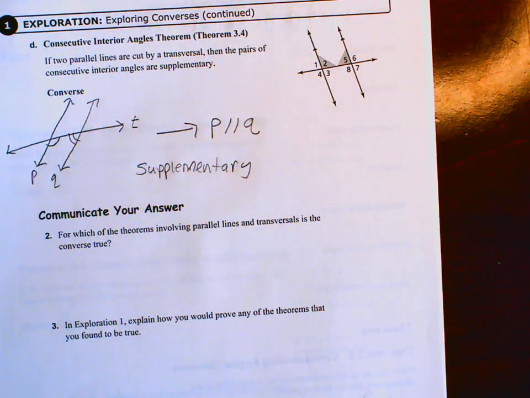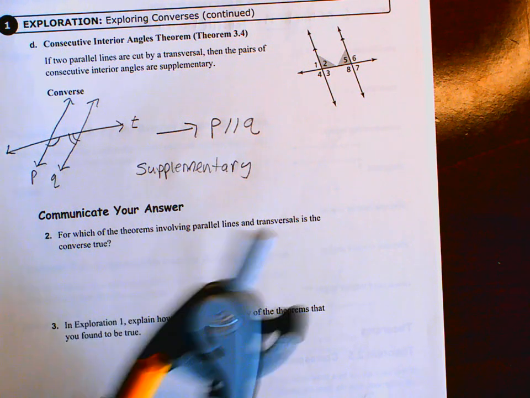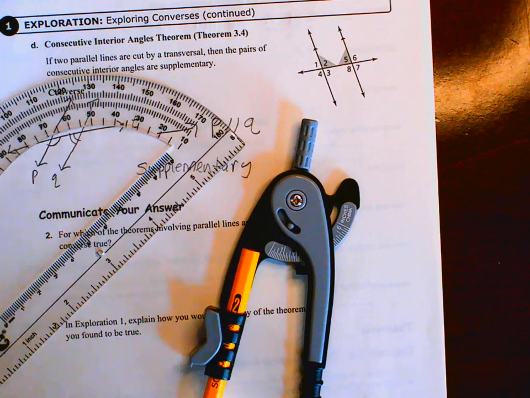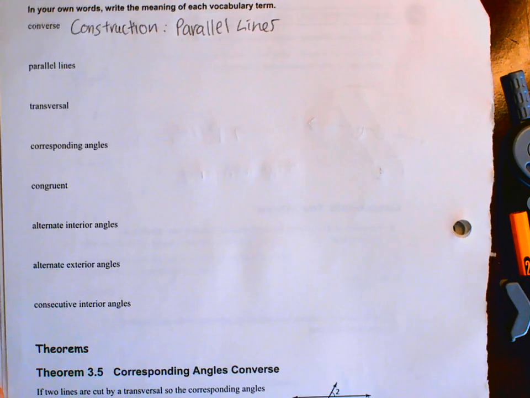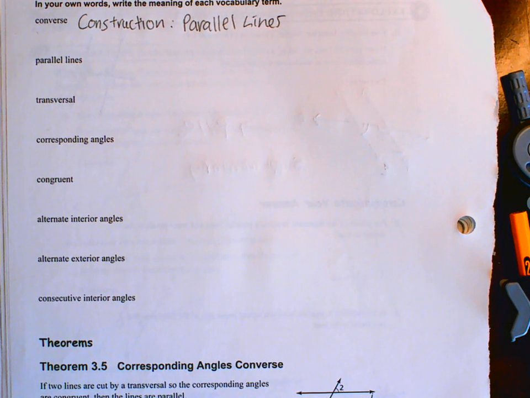Okay, so we're going to look at those theorems in just a second, because what we're going to do next is actually a construction. So pause the video and make sure that you have your compass and your protractor. You're going to need this for the next part of the activity. Okay, so we're going to move on to page 78. On page 78, we're going to do a construction called constructing a set of parallel lines.